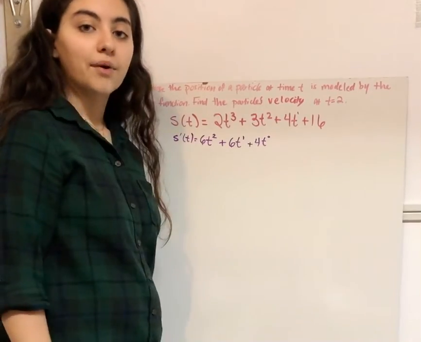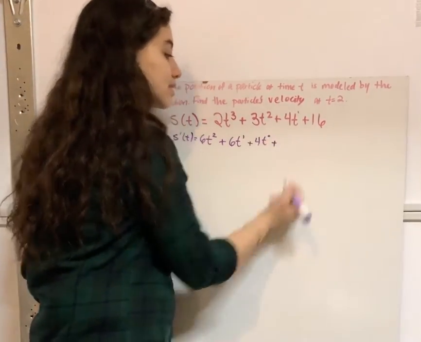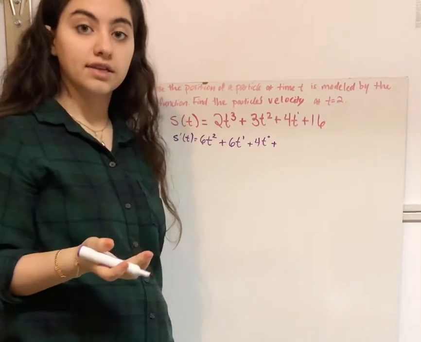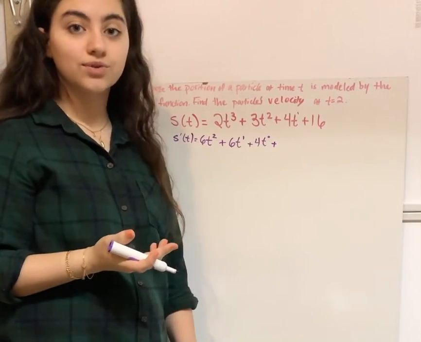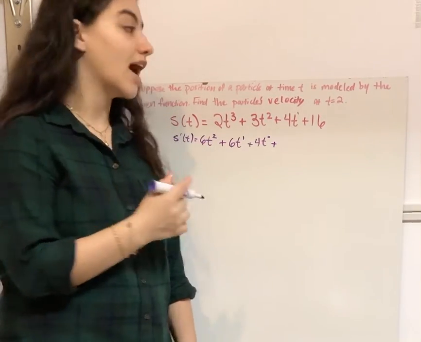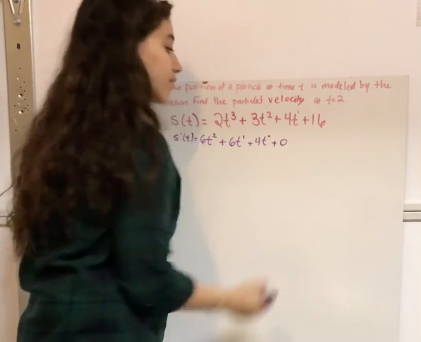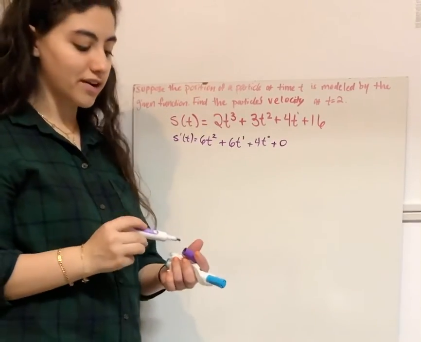Next we move on to our last term, which is 16. 16 is a constant. And given the derivative rules, the derivative of any constant is actually 0. Now let's rewrite this so we can better understand it.